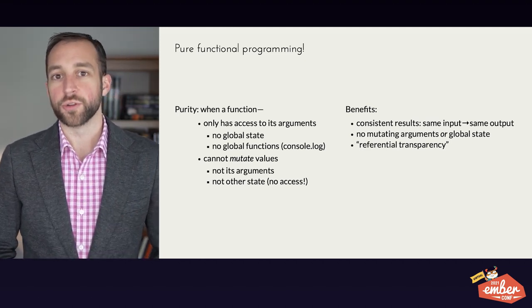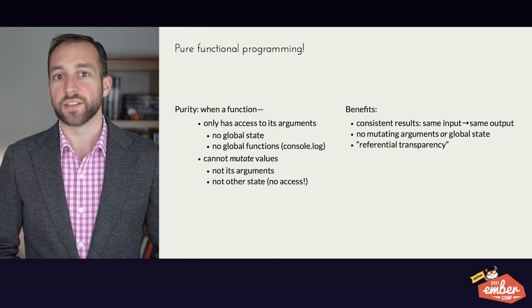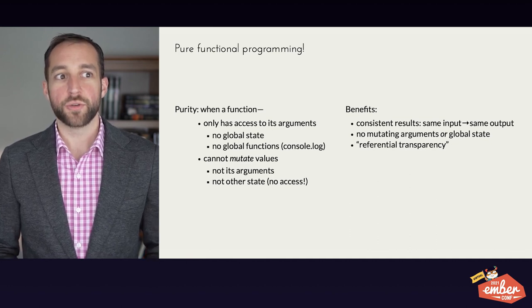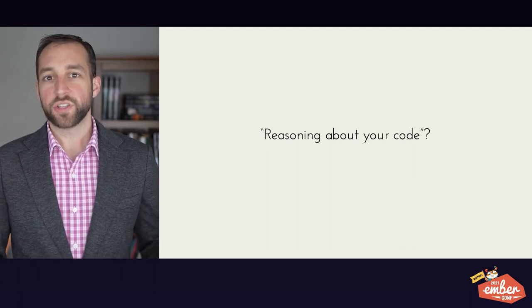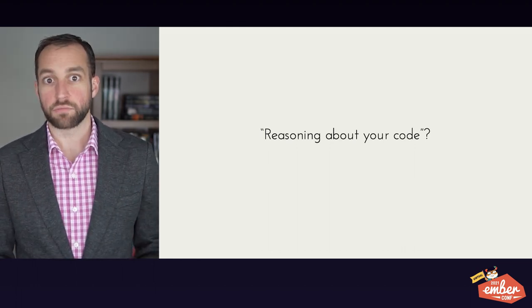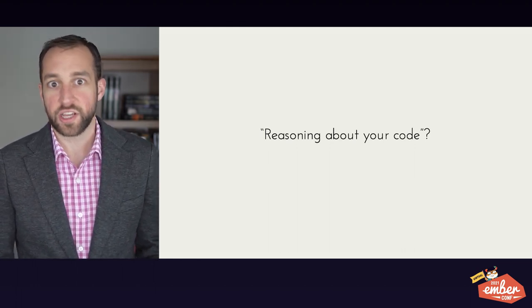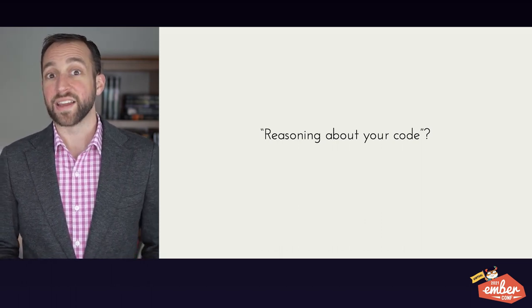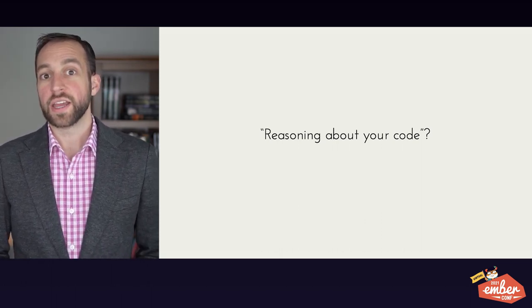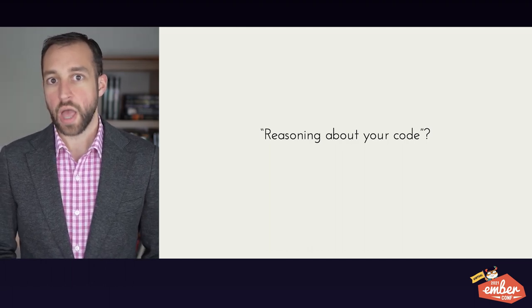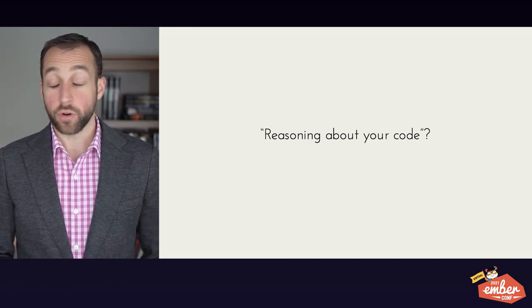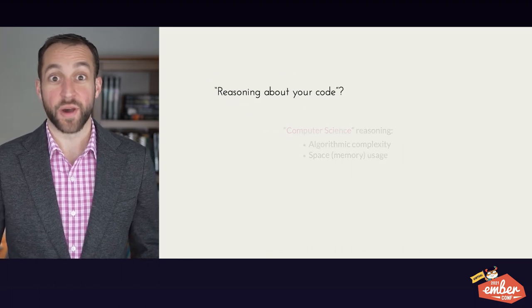Pure functional programming enthusiasts will often describe this as pure functional programming giving you the ability to reason about your code better. But what does reasoning about your code mean? The term gets thrown around a lot, so let's try to dig in on it a little. I think that reasoning about your code is the ability to understand your code. What will it do? How will it do it? And there are a lot of things we want to understand about our code.